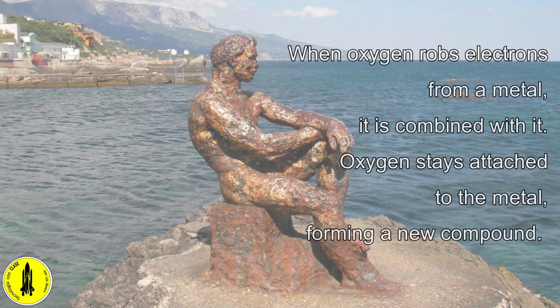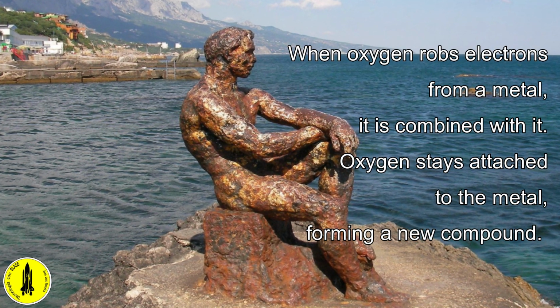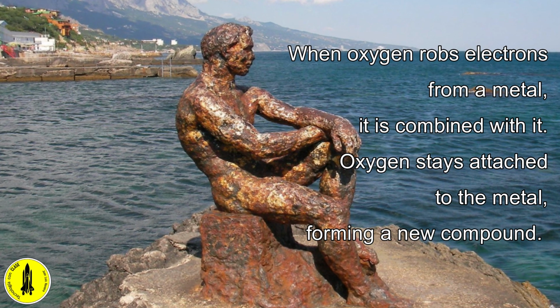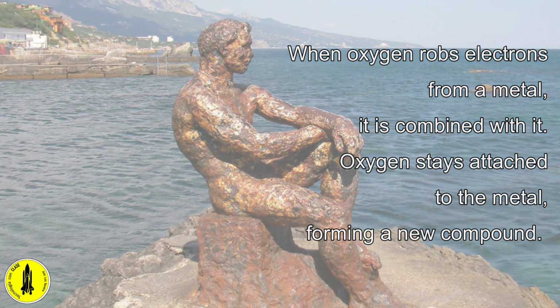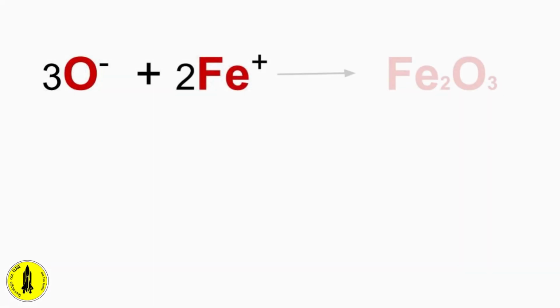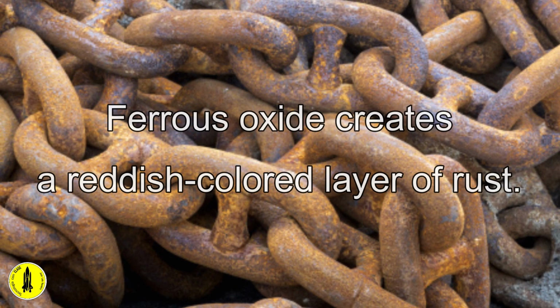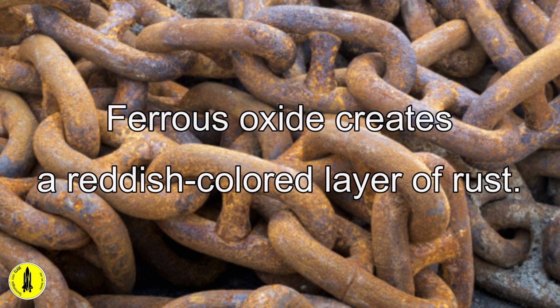When oxygen robs electrons from a metal, it is combined with it, meaning oxygen stays attached to the metal, forming a new compound. For example, oxygen robs electrons from iron, and this causes a chemical bond between the iron and oxygen, resulting in ferrous oxide, Fe2O3. Ferrous oxide creates a reddish-colored layer of rust.